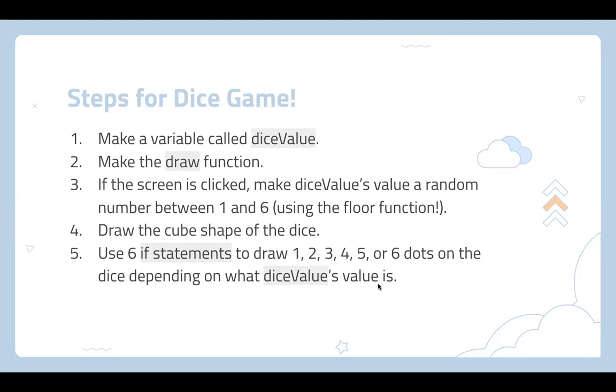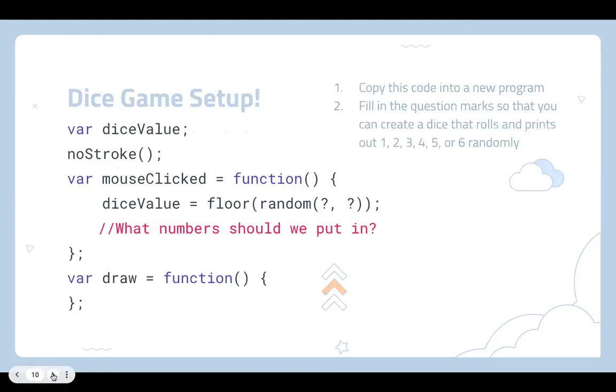Okay, that seems interesting. So say if the random variable dice value is a 1, we should only see 1 dot on the dice, whereas if it's 6, we should see 6 dots. Something to think about.